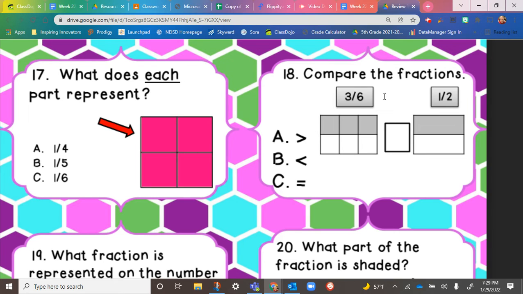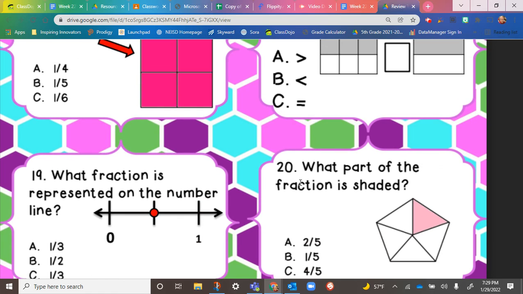Here, compare. I can see that even though the denominators are different, they're equivalent because the values are the same. This whole top piece is shaded. The wholes are the same there, so these are equal.